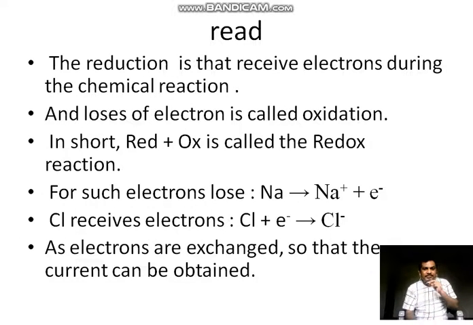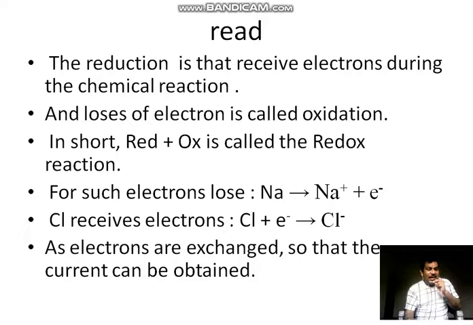For example, suppose we have taken sodium. Sodium can lose one electron and convert into the Na+ ion. Similarly, chlorine is going to receive that electron and produce the Cl- ion. Like this, by electron exchange between sodium and chlorine, electricity can be produced.